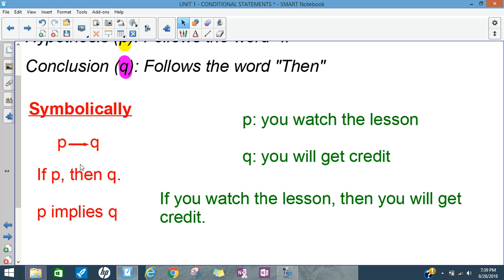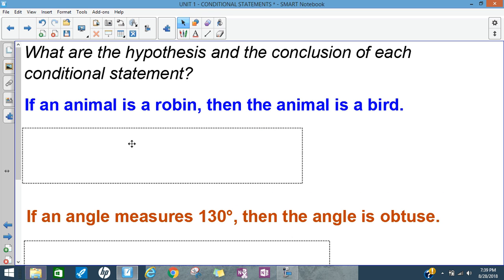Symbolically, we can write these as P arrow Q. We would read this as if P, then Q. So the arrow sort of tells us we have an if-then statement. Another way to put it is P implies Q. So it's important to be able to identify the hypothesis and the conclusion of a conditional statement, because in the future we're going to have to move those around a little bit.